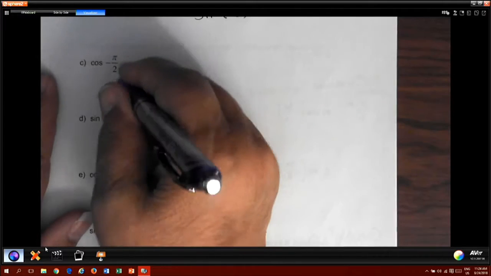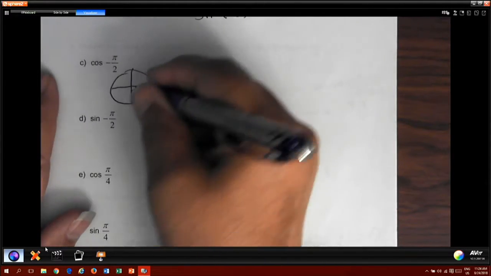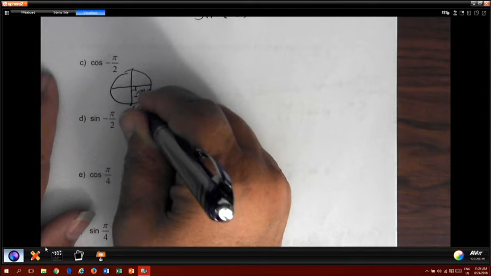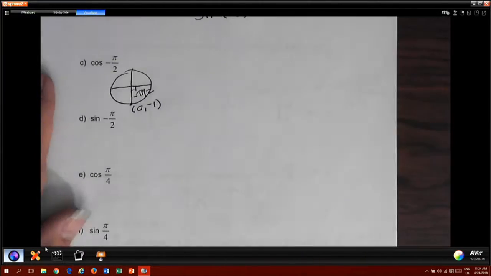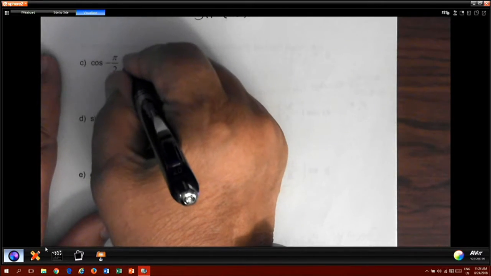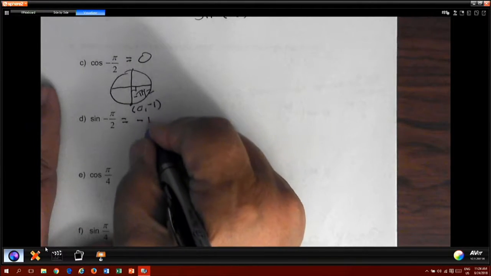Now let's look at our negative angle. Okay, negative pi over 2. Coordinates of this point, the x is 0, the y is negative 1. So if cosine is the x-coordinate, then cosine of negative pi over 2 is 0. Sine is the y-coordinate, so sine of negative pi over 2 is negative 1.